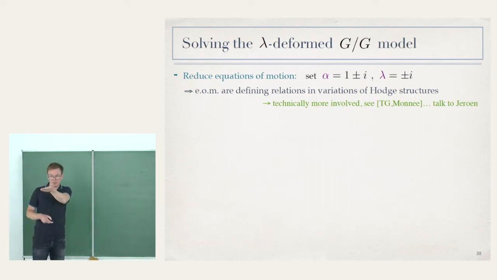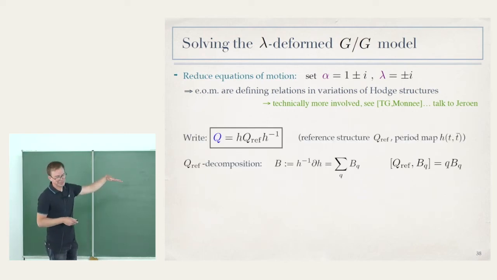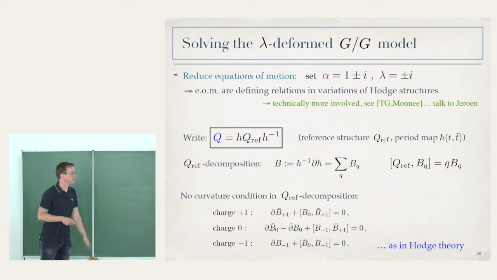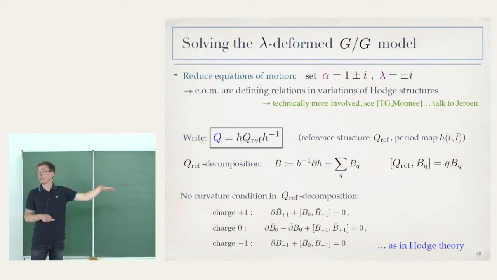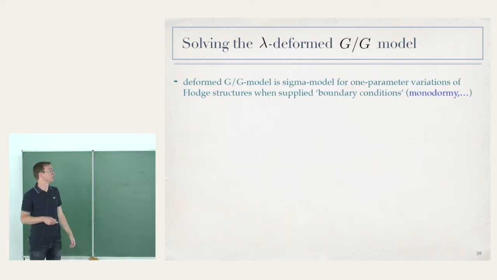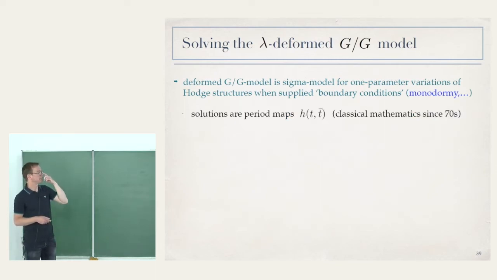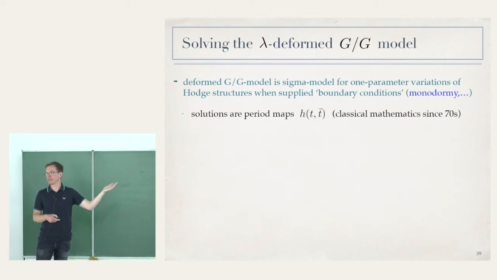Jeroen is around. Please ask him questions if you're interested. There's a lot of technical stuff here. In fact, you find that exactly the equations of motion reduce to the equations which define a variation of Hodge structure. So in other words, the solutions to the sigma model, if you supply boundary conditions, in fact, through the monodromy, you find that they are these period maps. So the solutions are period maps, and the period maps are tame. And yes?